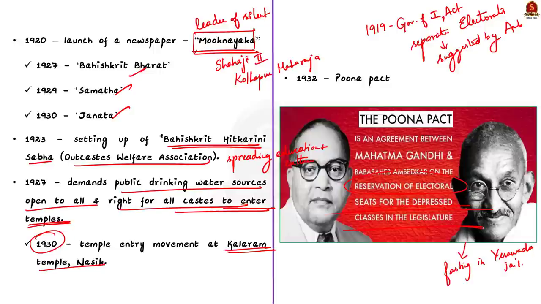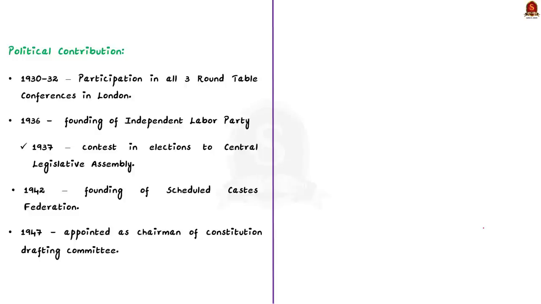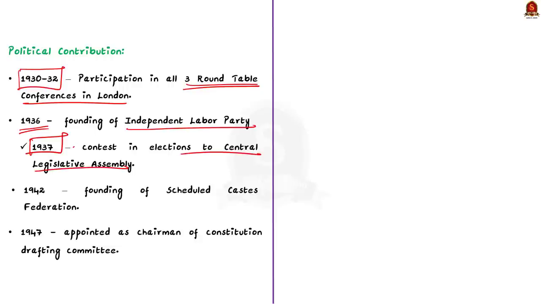Now let us move on to see the political contributions. See, Dr. Ambedkar attended all three roundtable conferences in London. And each time, he forcefully projected his views in the interest of untouchables. In the year 1936, he founded the Independent Labour Party and his party contested the 1937 elections to the Central Legislative Assembly. And later in 1942, he founded the Scheduled Castes Federation as well.